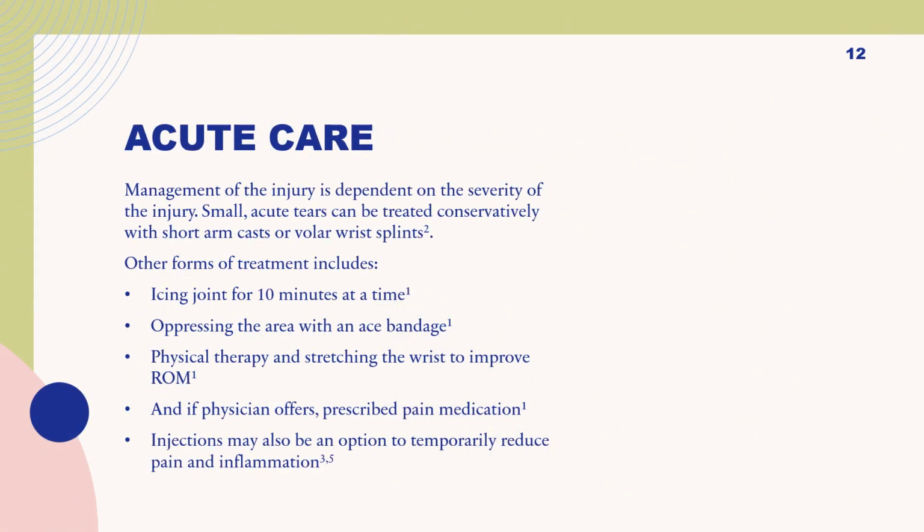So how can we manage TFCC injuries? Well, the management of the injury is dependent on the severity of the injury. So small acute tears can be treated conservatively with short arm casts or Bunnell's wrist splints.